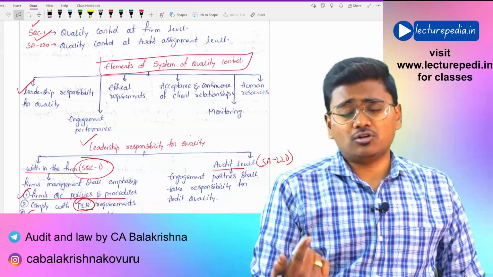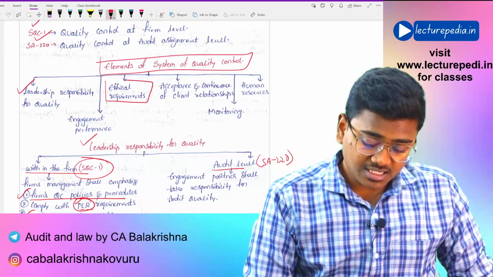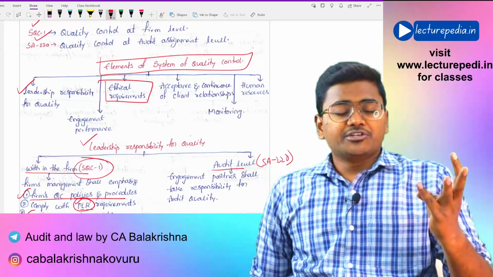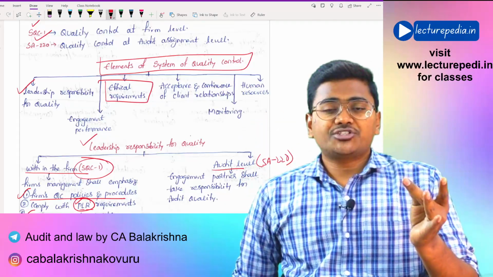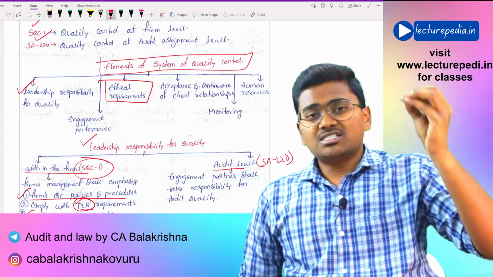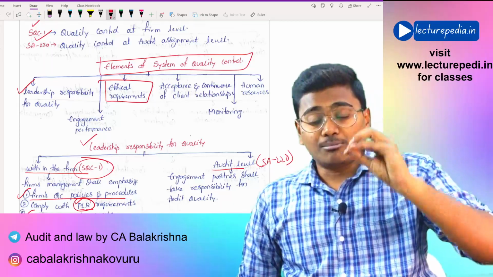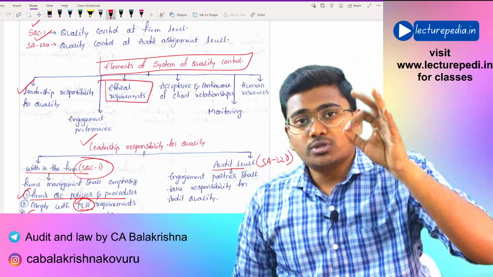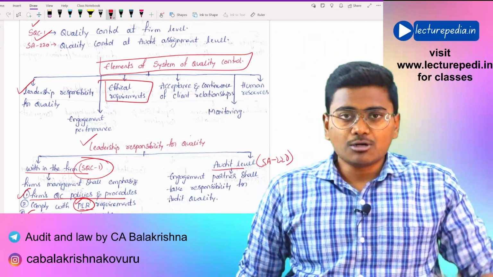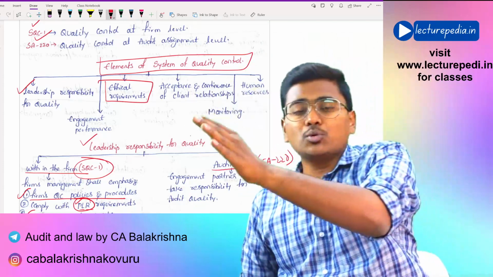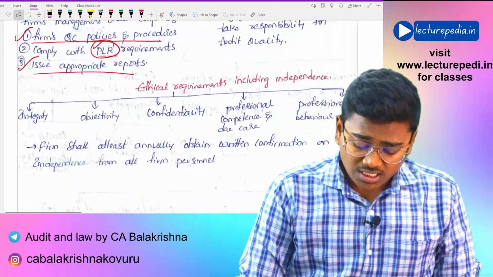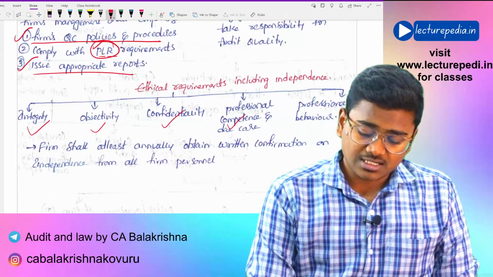And next element of system of quality control is ethical requirements. There are 5 ethical requirements: integrity, objectivity, confidentiality, professional competence and due care, professional behavior. These 5 ethical requirements must be complied with by the audit staff while doing the audit, along with independence requirements. Professional ethical requirements including independence requirements. Okay, and here you can find these 5 ethical requirements.